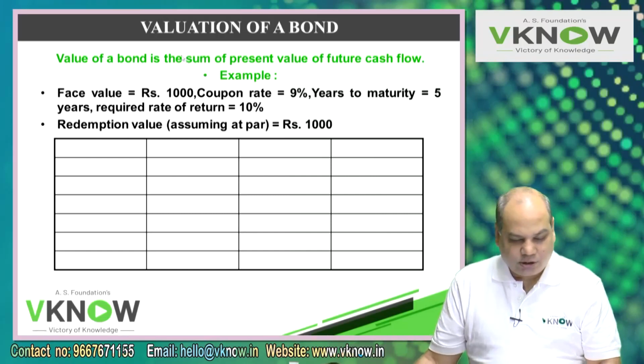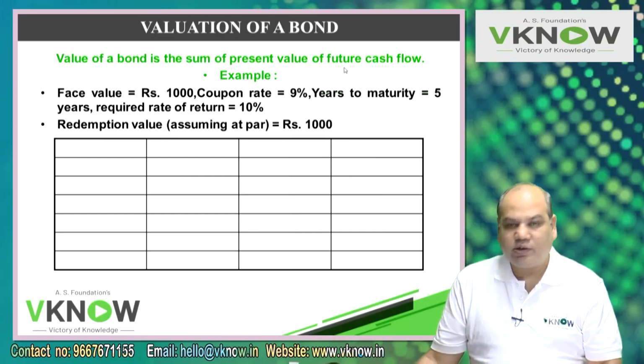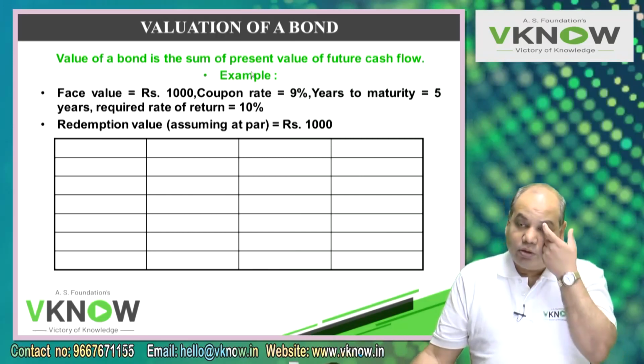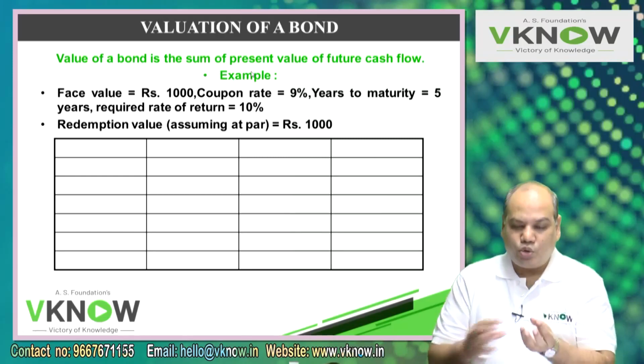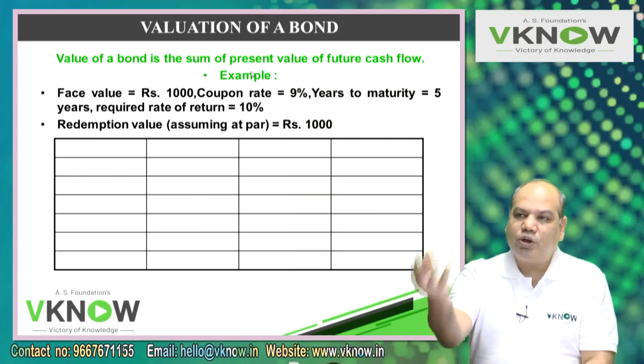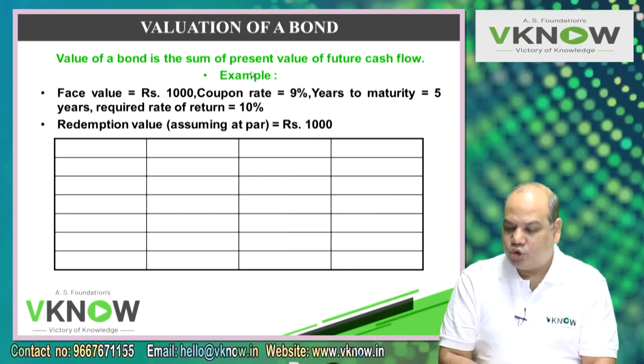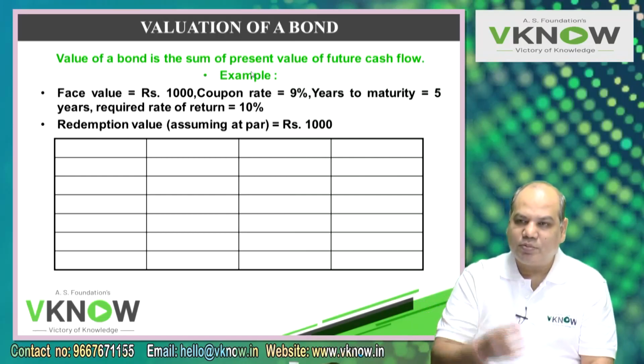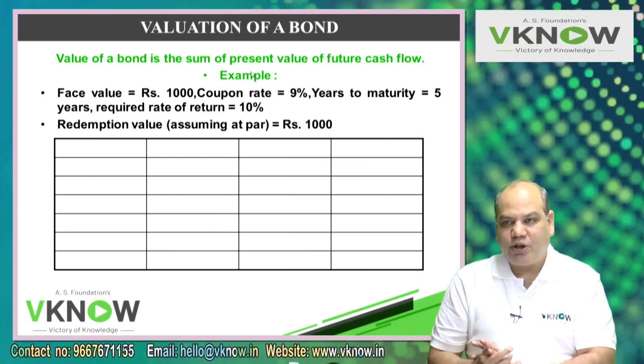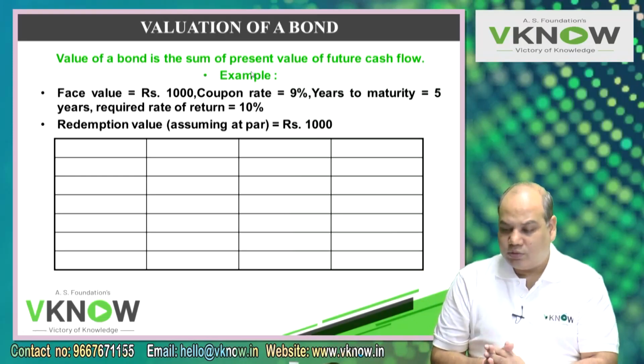So kindly pay special attention, part 2, para 1. The value of a bond is the sum of the present value of future cash flows. In one line they have summarized. When you invest in a bond today, you are going to pay some amount. What will you get in return? You will get the cash flows from the bond. So usually bonds generate two cash flows: coupon for the period of the bond, and on maturity you get the redemption value.